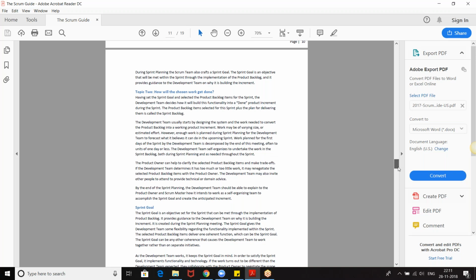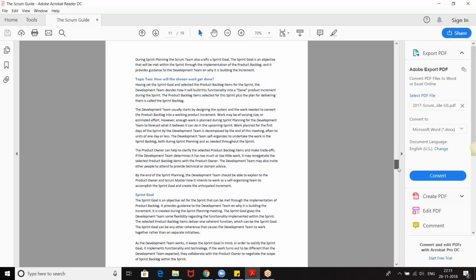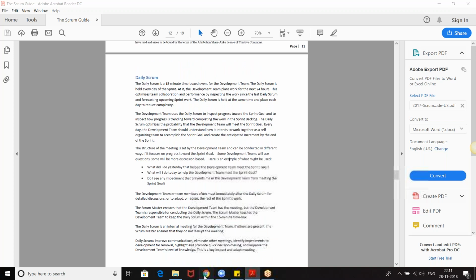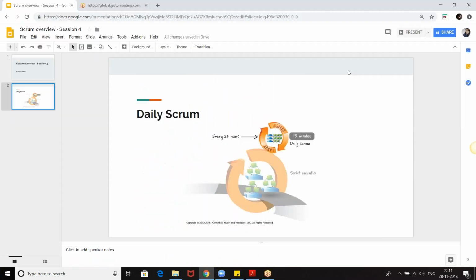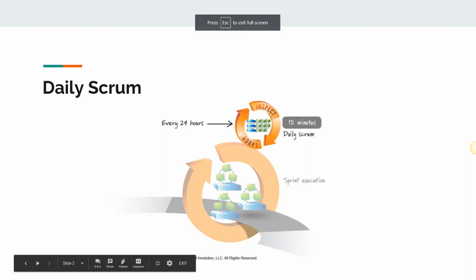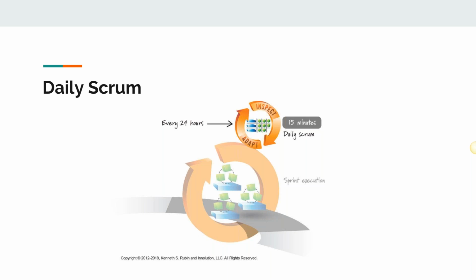Okay. So we are going to touch on a very important topic called daily Scrum. It might look very simple, but daily Scrum is actually very important. That's why I didn't even come up with any presentation or too many notes, because we will have so much to talk about when it comes to daily Scrum.